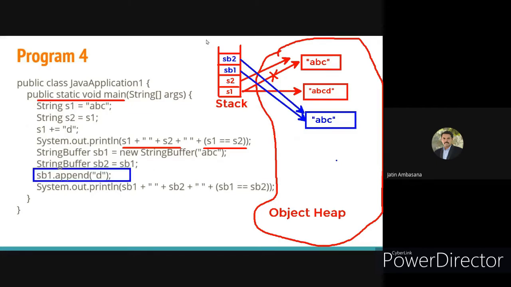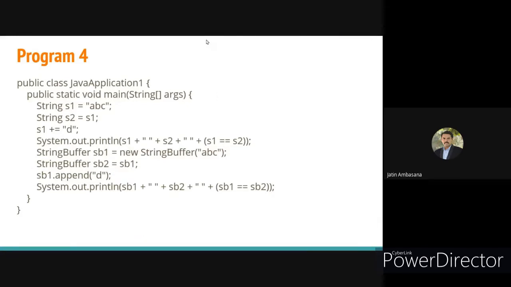And when you say SB1 dot append D, this particular object gets accessed and you get a D appended in the same object. So now if you compare, both are the same since both are pointing to the same object. So the output is something like this: first is ABCD ABC false, second is ABCD ABCD true.